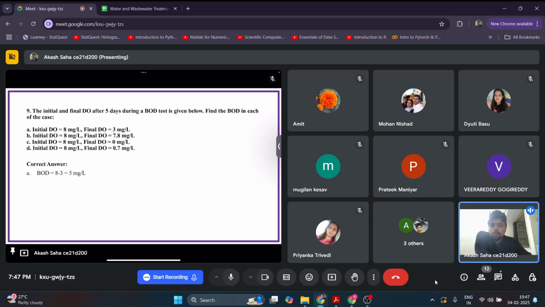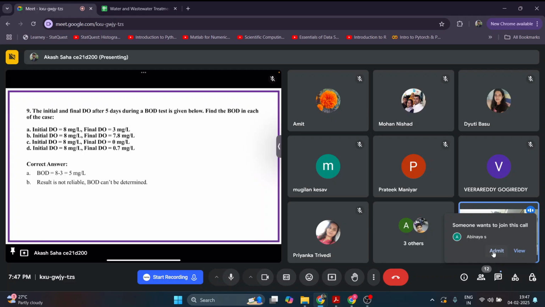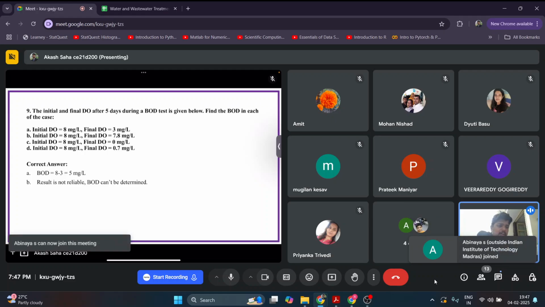0.2. Okay. Anyone else? Any other answers? Our analysis is not okay in option 2. Analysis is not okay. Okay. Why do you think so, Amit? Because the difference is coming smaller than 2. Yes, exactly. That is the correct answer because the result is not reliable. BOD cannot be determined. The final DO is almost equal to the initial DO. Okay, so we cannot rely on this BOD test.